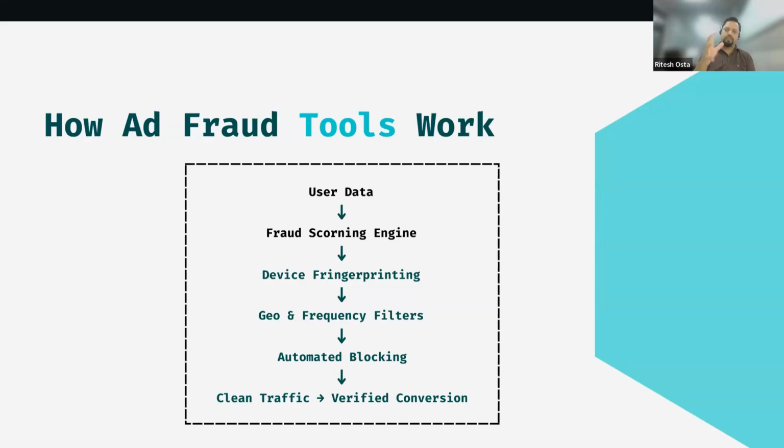Which will prevent fake traffic from coming into your system, and encourage clean traffic to come for verified conversion. So that's how the ad fraud tools work. In principle, there's a fraud scoring engine, device fingerprinting, geo and frequency filters, and automated blocking. These are the four major principles under which many of these tools work. And there are many other techniques also that are used by companies, that we have personally used, apart from these tools to prevent this problem.